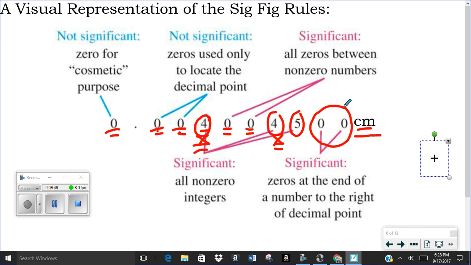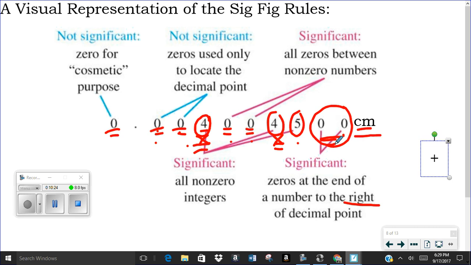Trailing zeros to the right of a decimal are significant because they show the precision of a piece of equipment. Whatever caliper we were using to measure whatever this person was measuring can measure out to the 1, 2, 3, 4, 5, 6, 7, 8, 9th decimal place. That means that I have to record 9 places behind the decimal. So these trailing zeros here are significant.